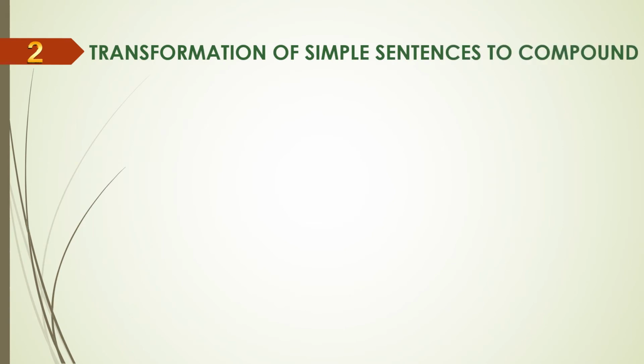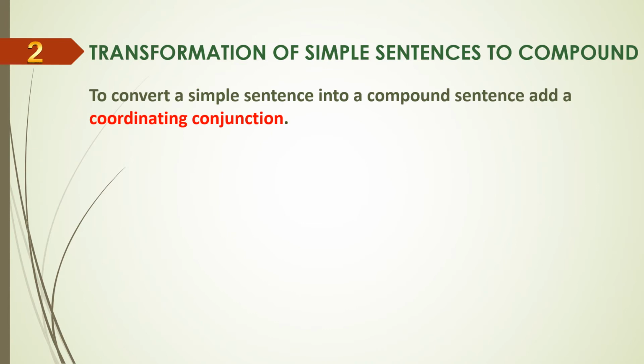The next type of transformation, simple to compound sentences. This is very easy. You just have to add a coordinating conjunction. In my previous video, I explained to you what is a coordinating conjunction and gave you the simple acronym of FANBOYS, so you can easily identify the coordinating conjunctions.